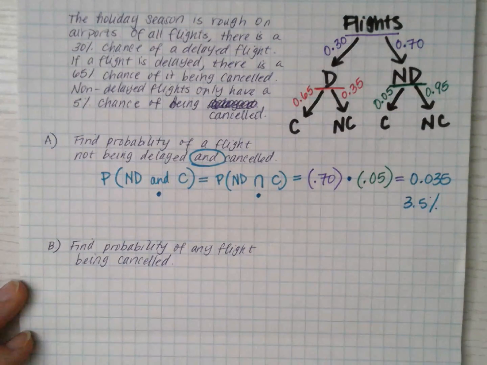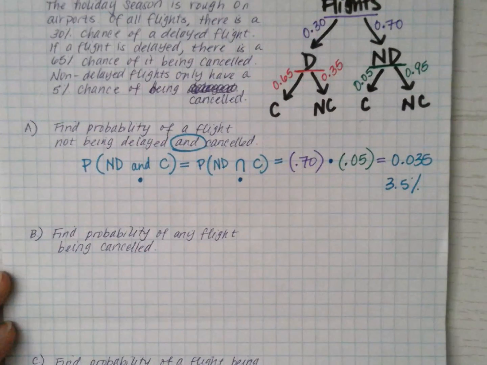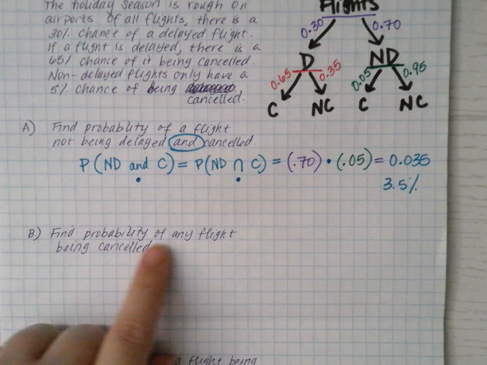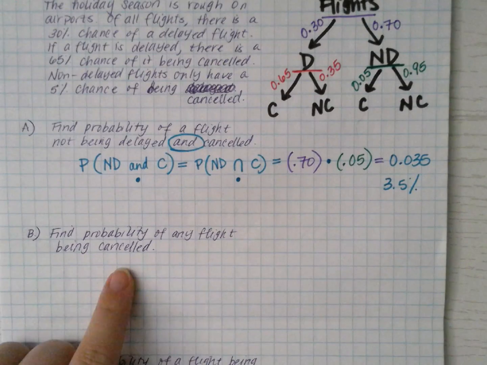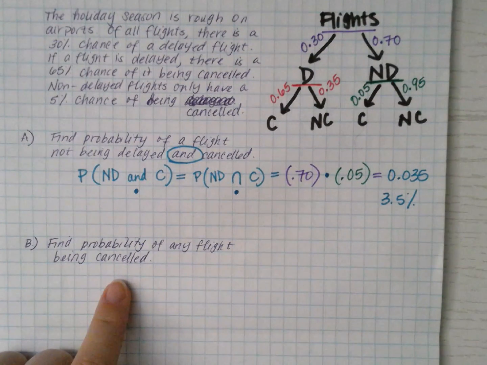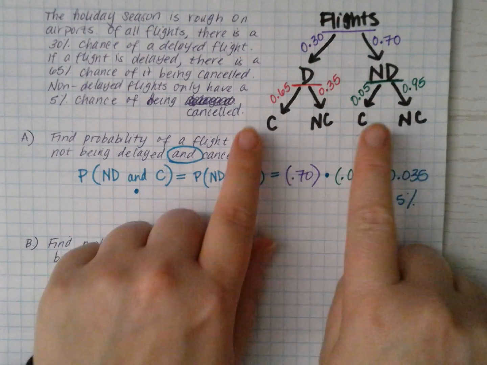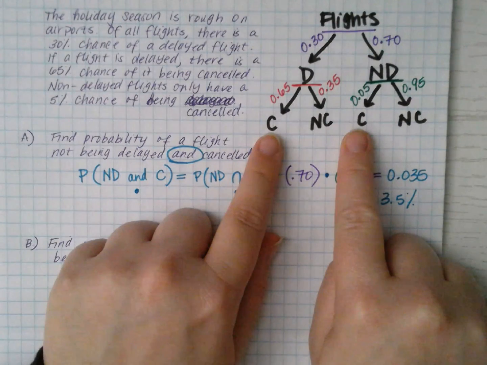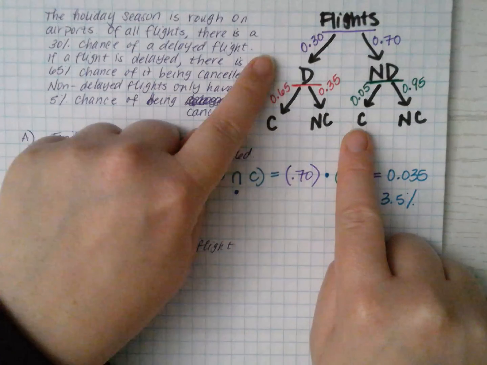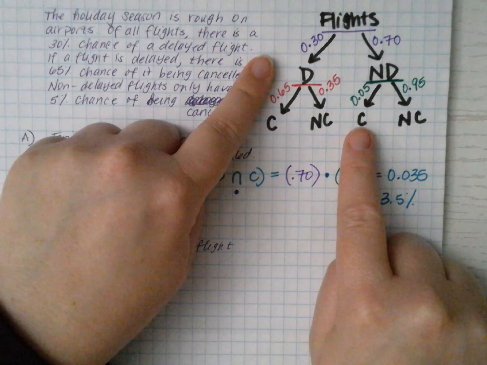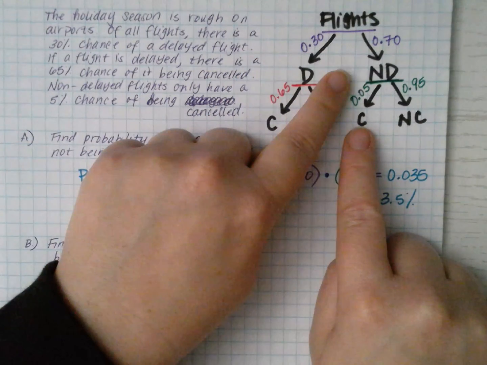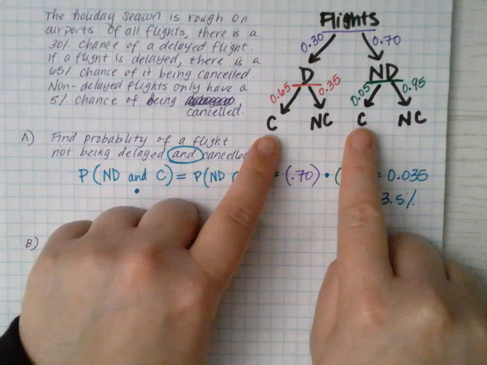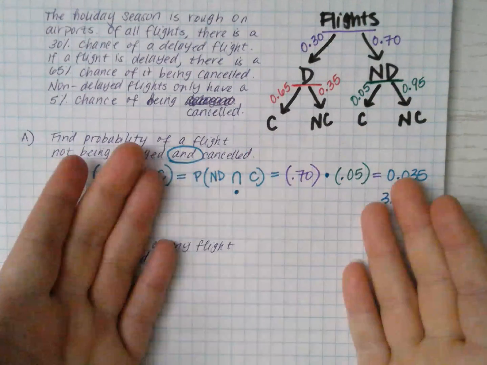All right. The second part is saying find the probability of any flight being canceled. So let's take a look at that tree up here and notice there are actually 2 times where a flight can be canceled. A flight can be canceled if it's delayed, and a flight can be canceled if it's not delayed. So we need to look at both of these concepts and we have to put them together.